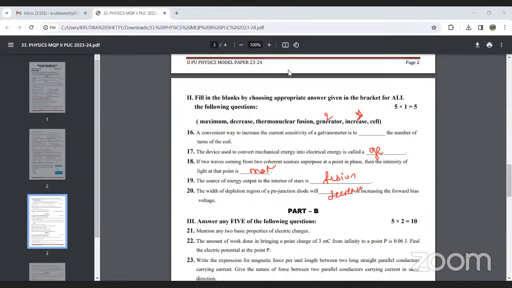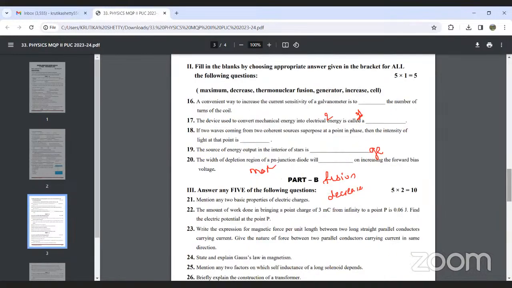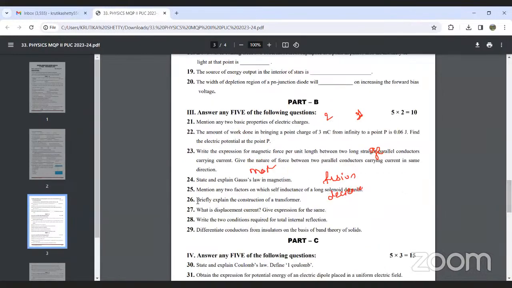Okay, students. So next part is the 2 marks questions. As I told you already, you will note both in the part B section. 9 questions are there. Out of 9 questions, you will be solving only 5. Here you will get the options.